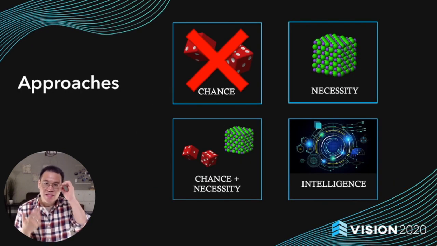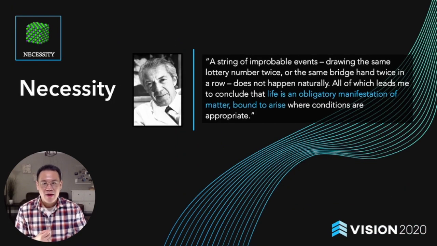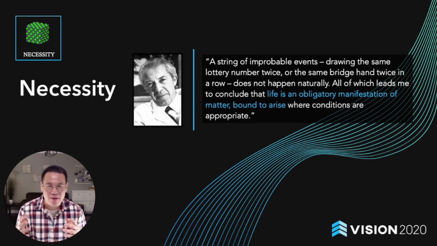And so when we put these things together, we saw that the possibility of life arising by chance alone is extremely low. And so what are the other options? And here we want to turn to necessity. And so Christian de Duve, a Nobel Prize-winning biochemist, said, what is necessity? It's a string of improbable events, drawing the same lottery number twice or the same bridge hand twice in a row. That doesn't happen naturally.